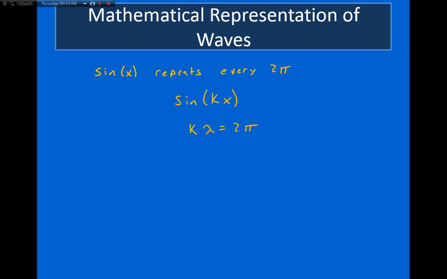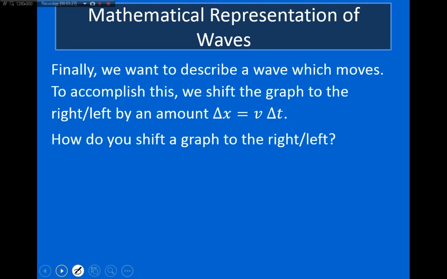Now it's just simple algebra. If I solve for k, I see it's equal to 2 pi divided by lambda. Plugging this back in, I now have the function y is equal to A sine of 2 pi x divided by lambda. So this gives us the shape of the graph, but how do we describe a graph that's moving to the left or to the right?